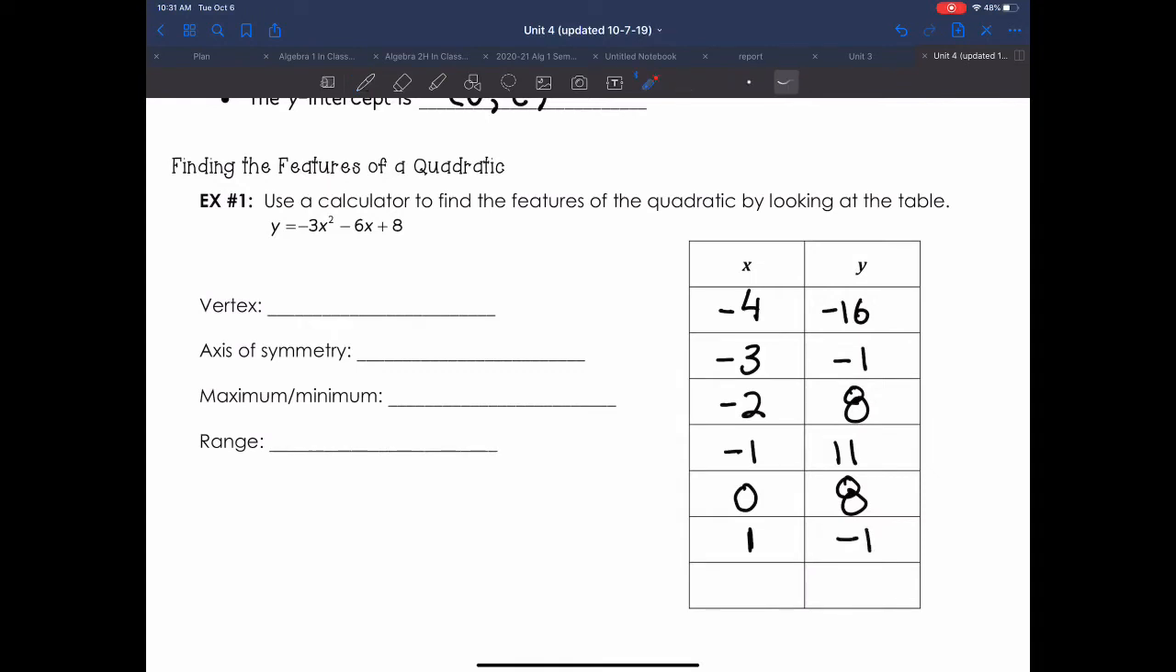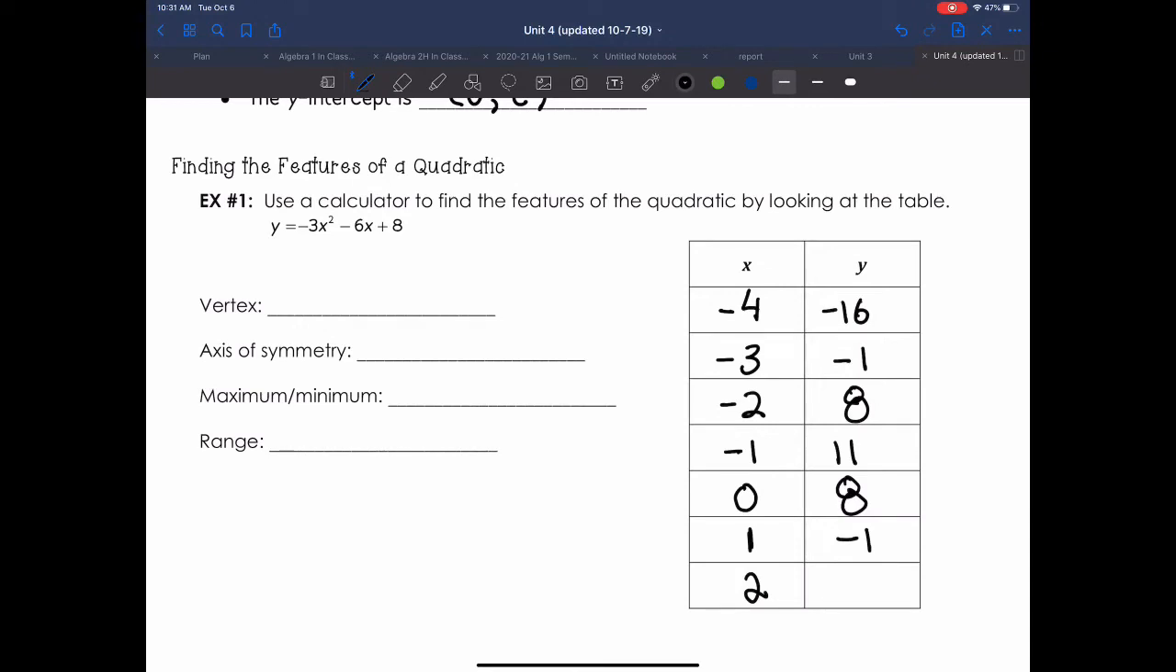Now I'm noticing a pattern. I am noticing that once I get to this point, all of my values start to repeat. So I get 8 and negative 1. And if we notice on the other side of this center point right here, I have 8 and negative 1. So using our logic and just our recognition of the pattern here, we can assume that if we were to plug in 2, that we would get negative 16.